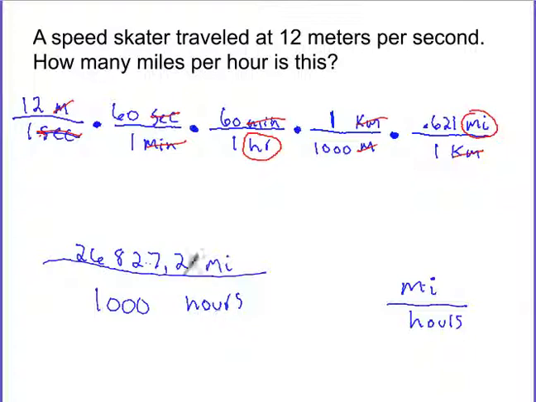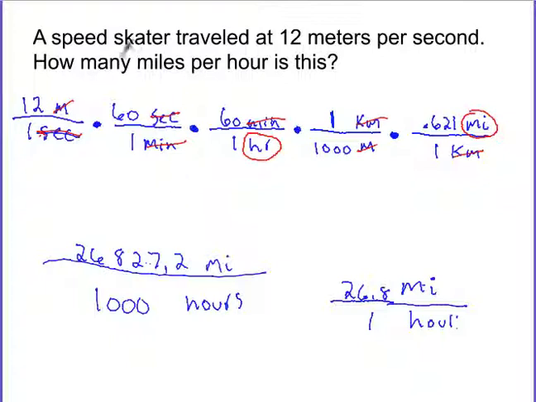We're going to divide by 1,000, so take that number, and all that means is we move the decimal over 3 places, so 26.8 miles in 1 hour. Okay? 26.8 miles in 1 hour.